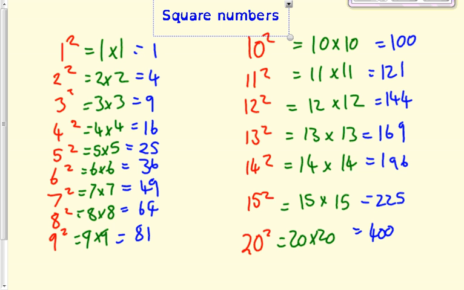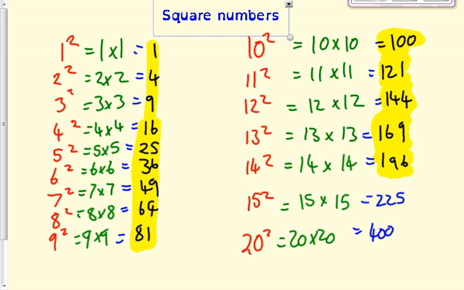Okay. Now, these are our square numbers. Okay, so 1 squared means 1 times 1, which is 1. So 1 is the square number. 2 squared is 4. 3 squared is 9. 4 squared is 16. 5 squared is 25. 6 squared is 36. 7 squared is 49. 8 squared is 64. 9 squared is 81. 10 squared is 100. 11 squared is 121. 12 squared is 144. 13 squared is 169.